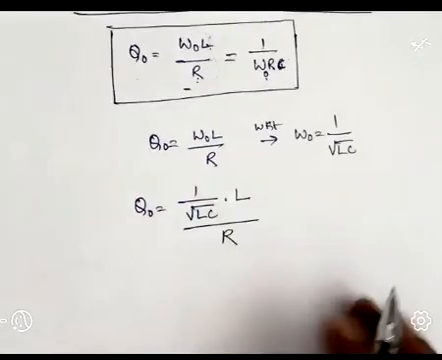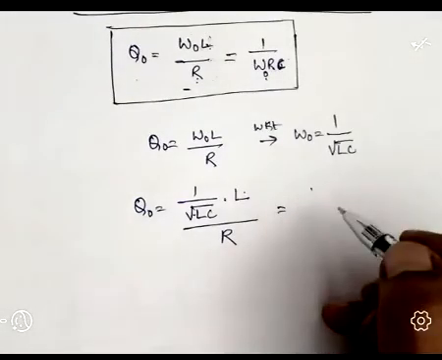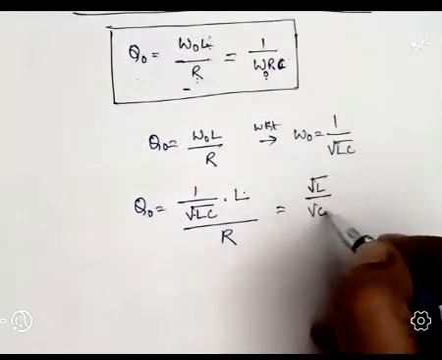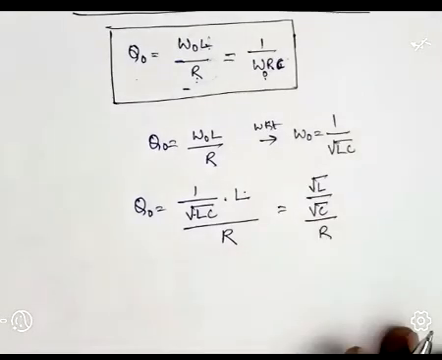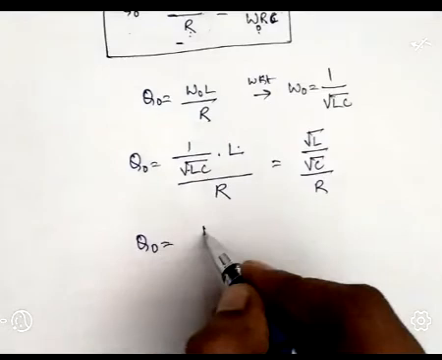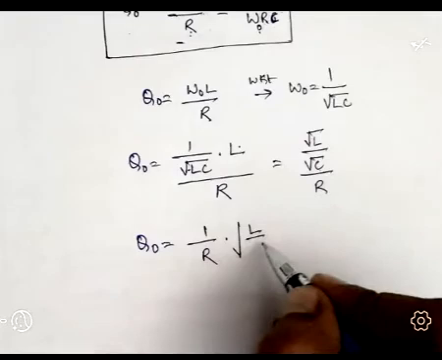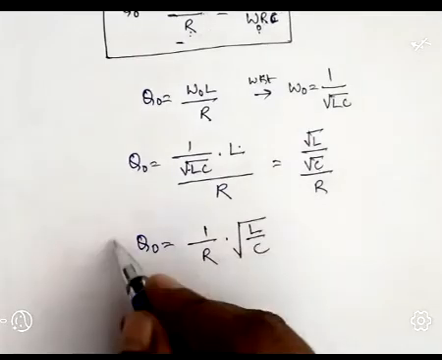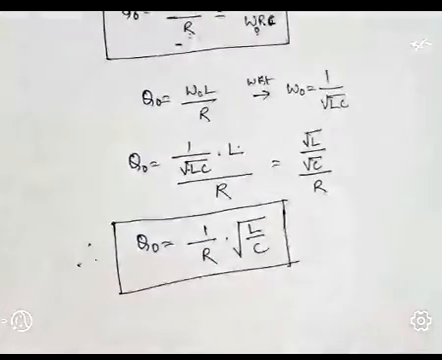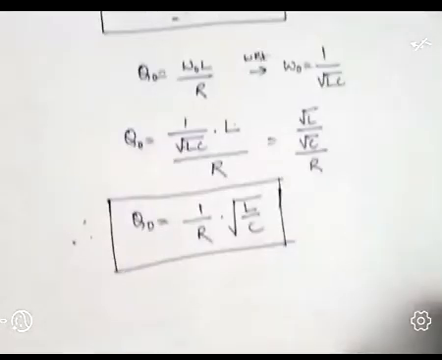For a simplification, say this one gets cancelled, and in the numerator it becomes square root of L, and in the denominator square root of C divided by R. So we are writing Q naught equal to 1 by R multiplied by square root of L by C. It is the quality factor of what? Series resonant circuit. Okay. Next, we will discuss the bandwidth and selectivity of series resonant circuit.